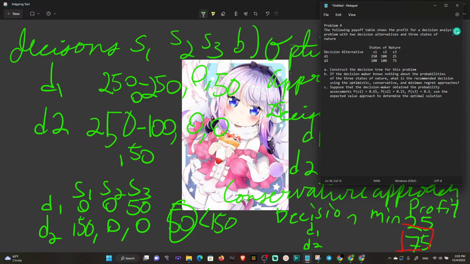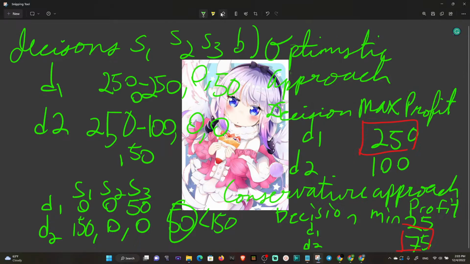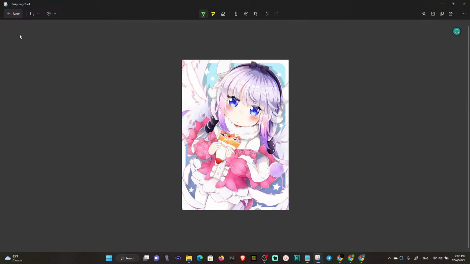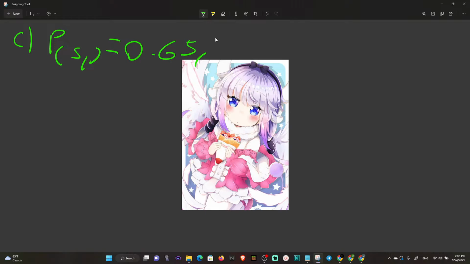Not at the least to me. Okay. So, what this is telling us, let's look back at this. We have new information here. See? We know that P of S1 is equal to 0.65, P of S2 is equal to 0.15, and P of S3 is equal to 0.2.